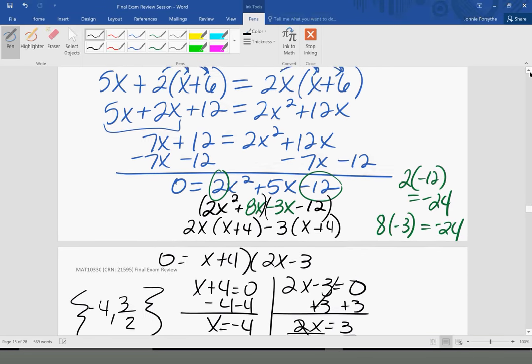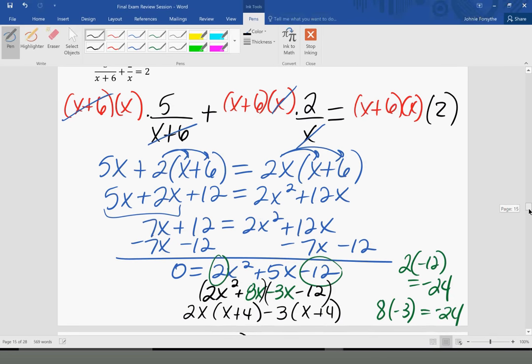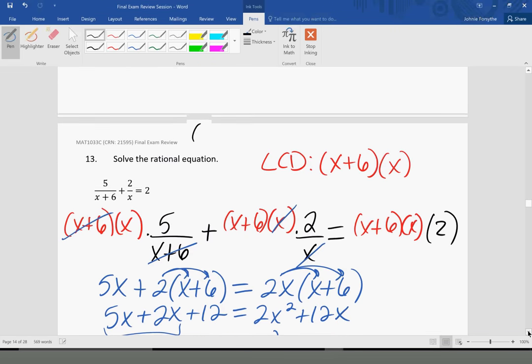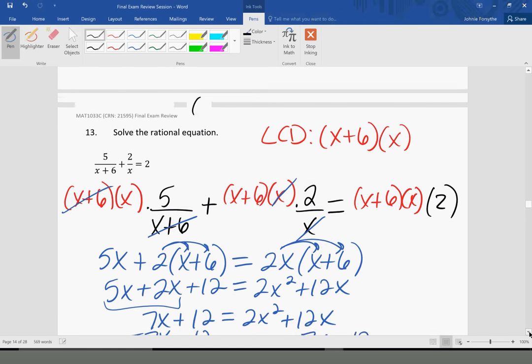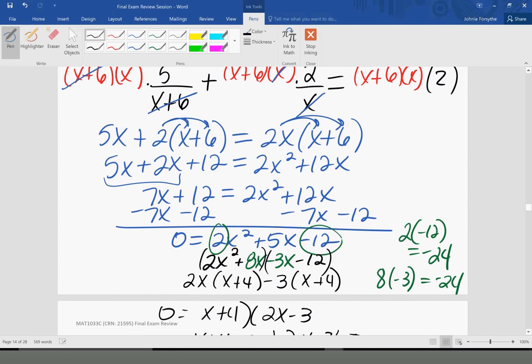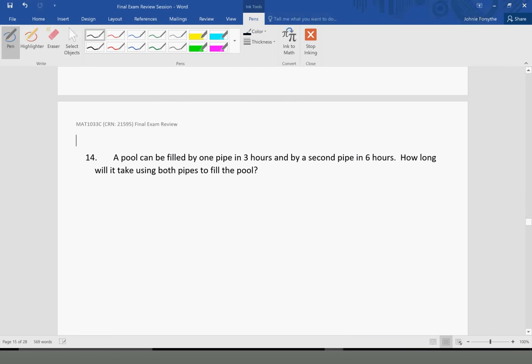All right? But remember, in the beginning, we had to multiply by the LCD throughout the entire equation to get rid of those fractions and then go ahead and solve. Sometimes you have a quadratic to solve, which is what we had here, because we had an x squared term. Sometimes you don't, and you can solve it because it's a linear equation. Okay, so let's keep going.